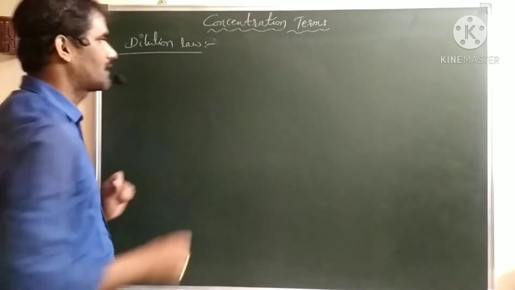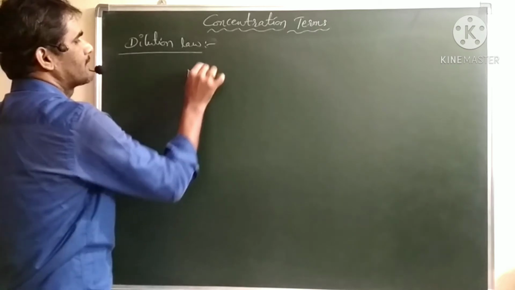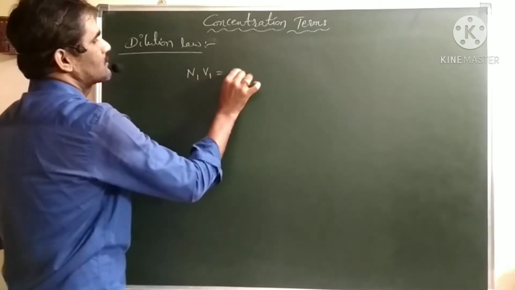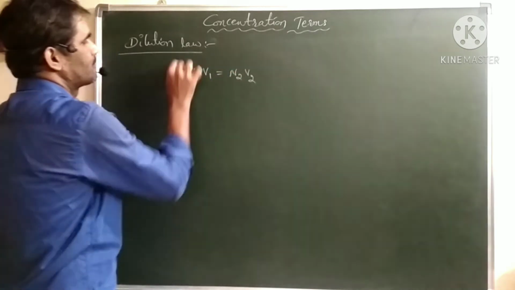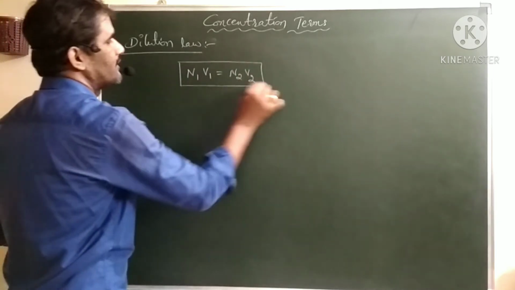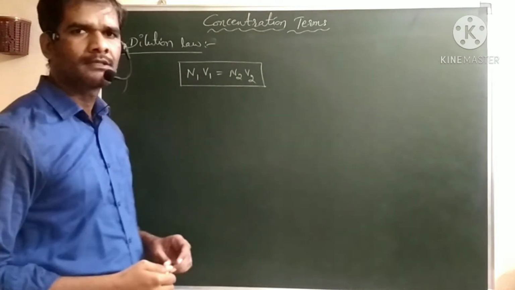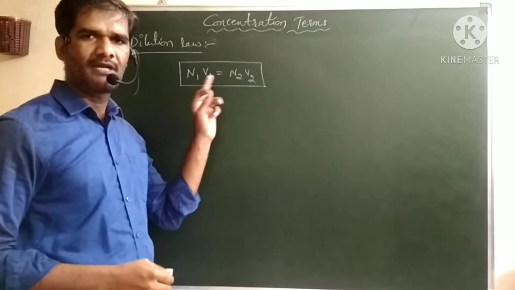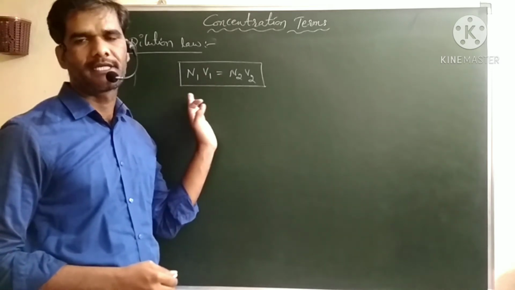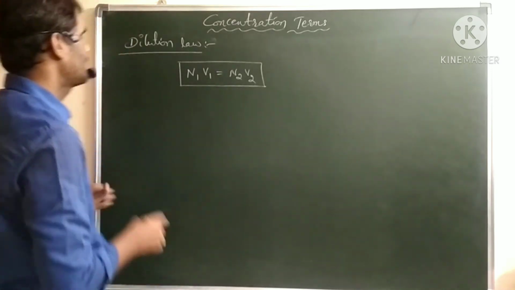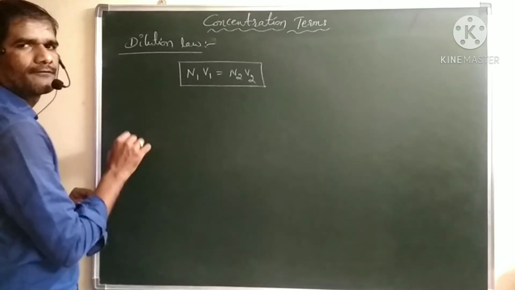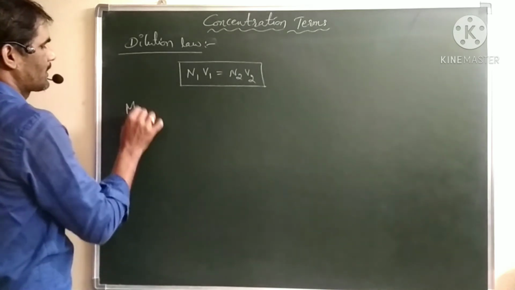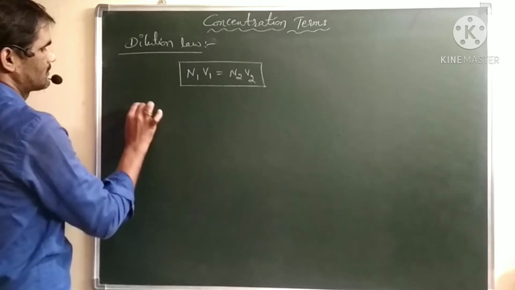The direct formula for the dilution law, as with molarity, is N1V1 equals N2V2. This we already discussed in the case of molarity. The same expression, the same derivation, we can apply here for the normality case also. Similarly, normality of mixture, concentration of mixture.